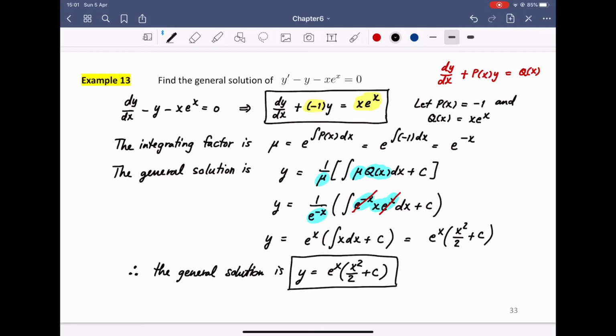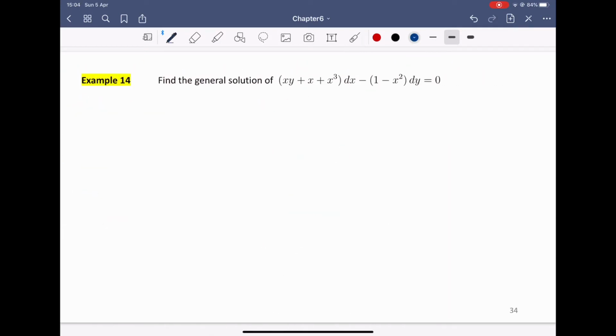Alright, let's do example 14. Find the general solution of (xy plus x cubed) dx minus (1 plus x squared) dy equal to 0. Note that I changed the question from 1 minus x squared to 1 plus x squared. This is my typo. So here you have to start by simplifying this differential equation.